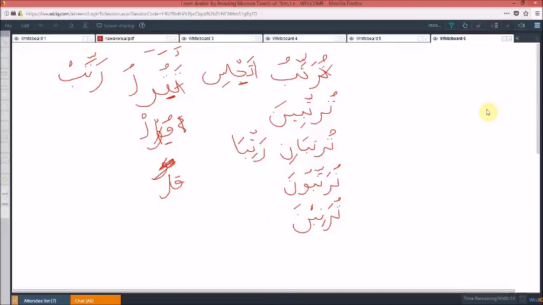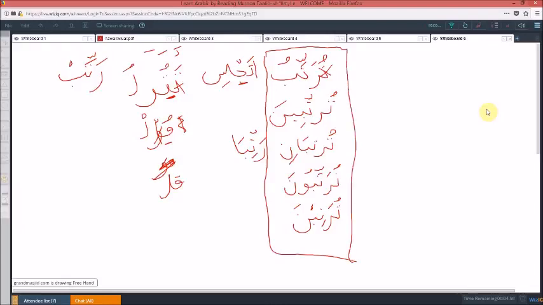Turattibu here. These are not commands on this right side. Turattibu, turattibina? This is you are cleaning up your room. You are cleaning up your room to a female. You two are cleaning up your room. You guys are cleaning up your room. You girls are cleaning up your room. It's a statement. These are fi'l mudari.